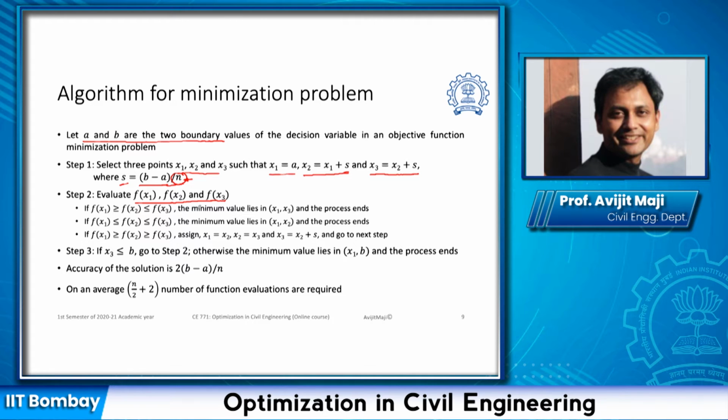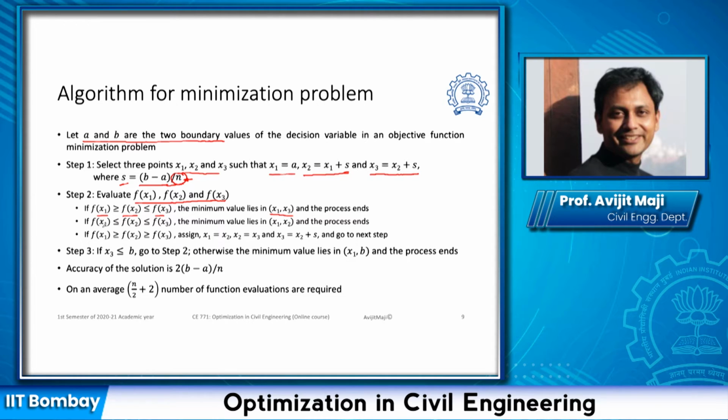Now, depending on the function values, suppose we have the function value at x2 better, or smaller, than at x1 as well as x3. Then we know that our minimum value lies between x1 and x3, and we can end the process right there.